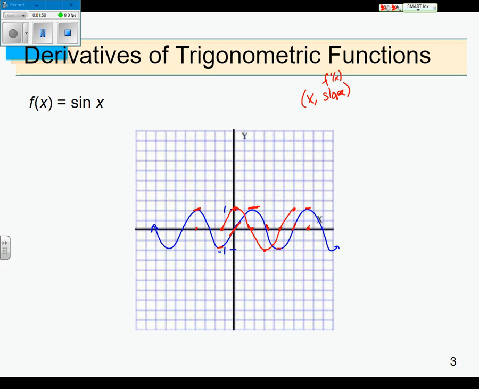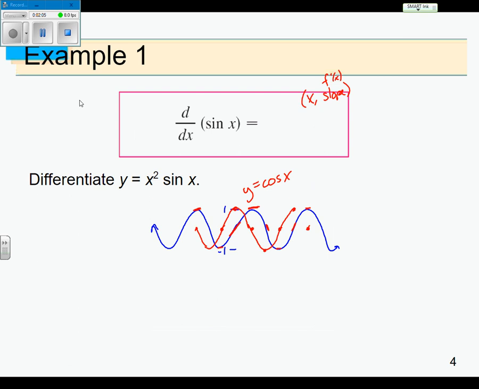Kind of looks like the sine function, but instead, it's starting up here on the hill. It's just going to be my cosine function. So what I have is, if I'm taking the derivative of sine, it's just going to be cosine x. So now, I can mix in all my differentiation rules with this. I can do a product rule, a quotient rule, or just a power rule with this.